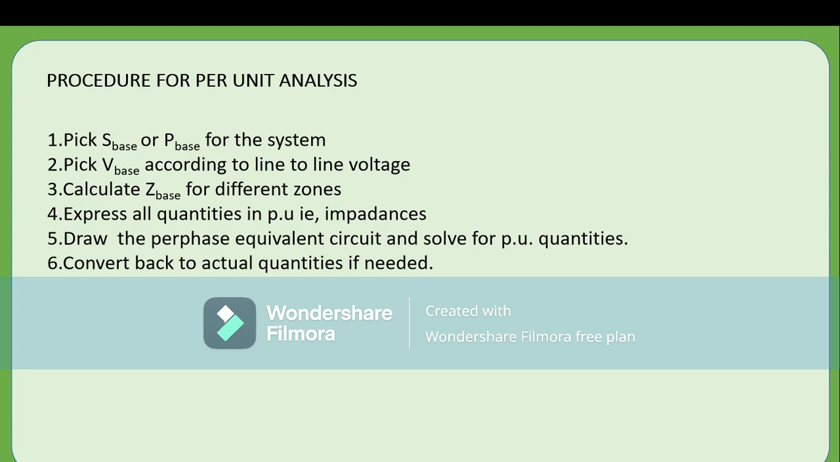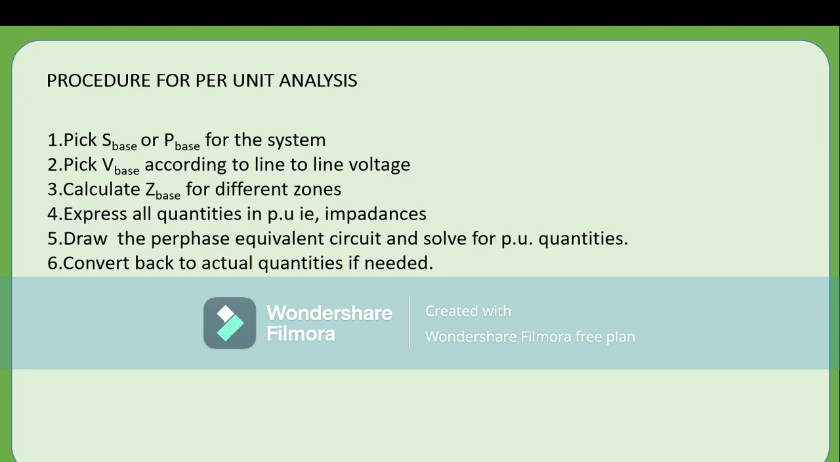We said the first procedure is like we indicated. You have to choose your base power, you have to choose your base voltage, and ensure that your base voltage will definitely change with respect to each of the locations where you have a transformer. As you meet a transformer, you know that your base voltage is going to change on the other side of the transformer. Then also we now calculate finally our base impedance.